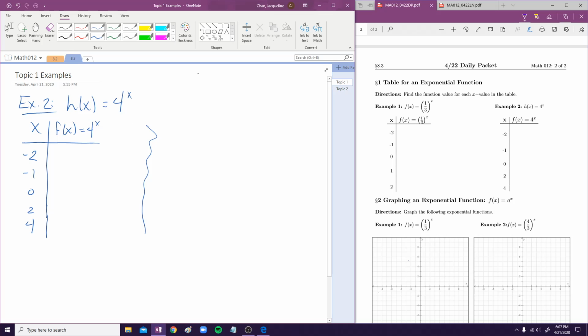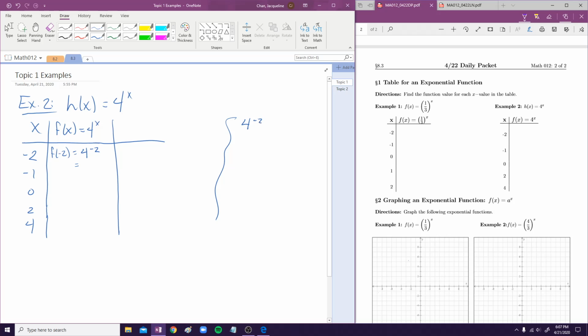To find these values, it's just as if we were solving linear functions, quadratics, any type of function: with the x value that we're given, we just plug this x into our function. Let me expand the table a little bit. So this is f of -2. What is f of -2? It is 4 to the -2. What do we know about exponents?